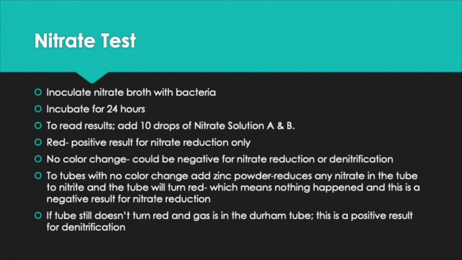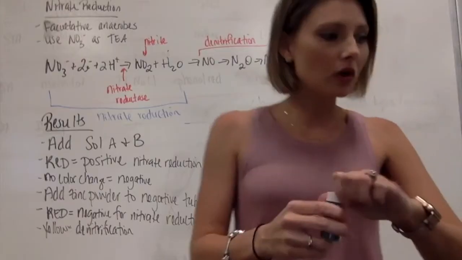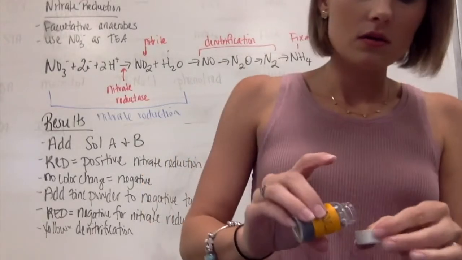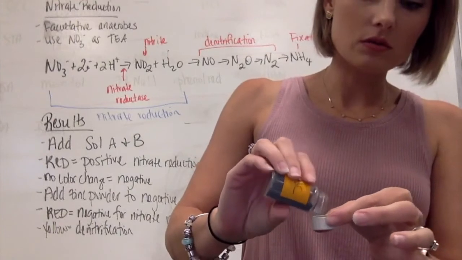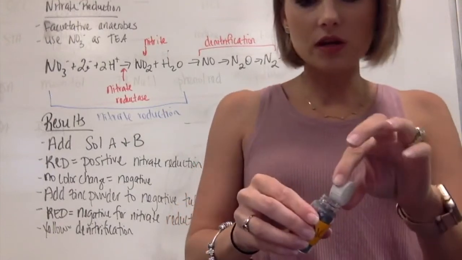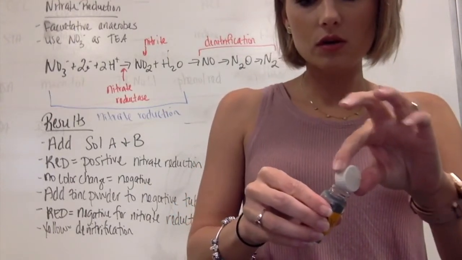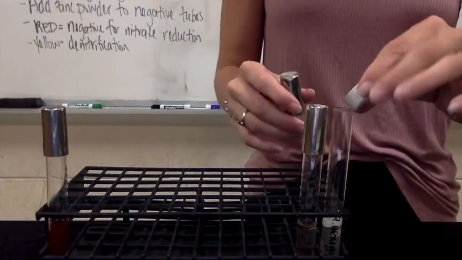Now, once I add my zinc, if I still get no color change, then that means that the bacteria did denitrification and fixation. There is no more nitrate, there is no more nitrite, and it produced the nitrous oxide and then ultimately the nitrogen gas. So that's what we're going to do now. I'm just going to shake a little bit into the tube cap because I don't want to put too much in my tube.